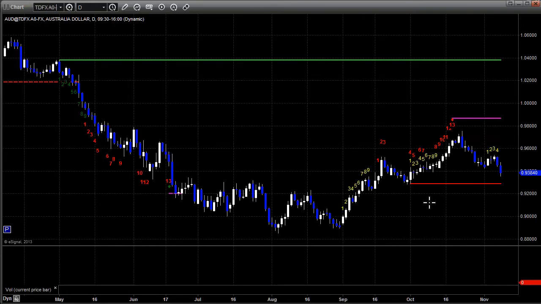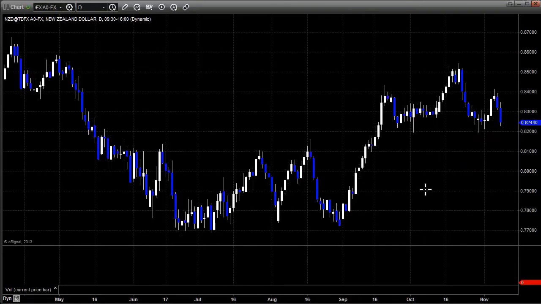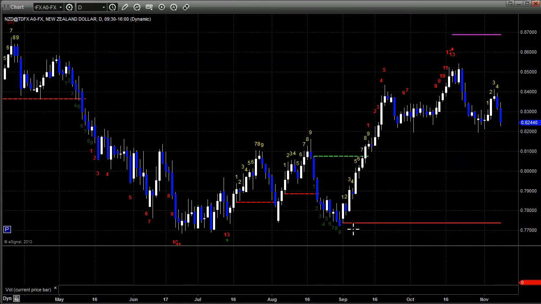And let's show you the New Zealand while we're at it, because that had a similar signal, 13 sell signal. But you'll notice this one, static trend line's way back here. That would be a lot of strength in the dollar. It's kind of a head and shoulders formation also. So a break under .8200 on the New Zealand dollar looks really poor for the New Zealand dollar, obviously, and good for the dollar index. So we'll be keeping an eye on all that.